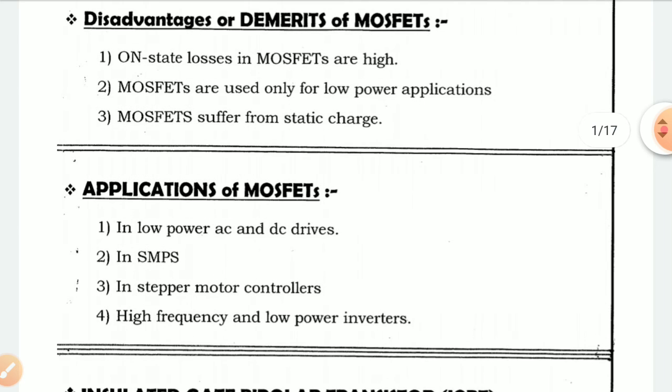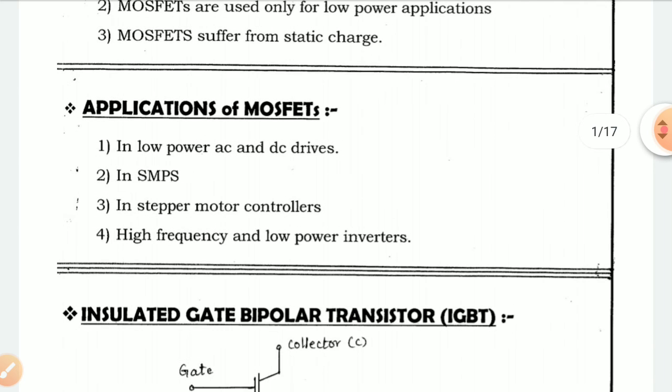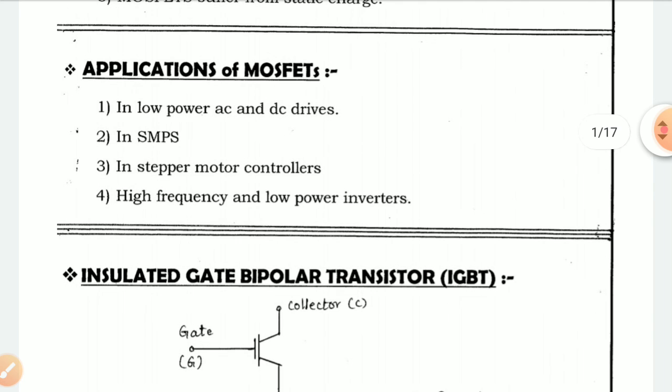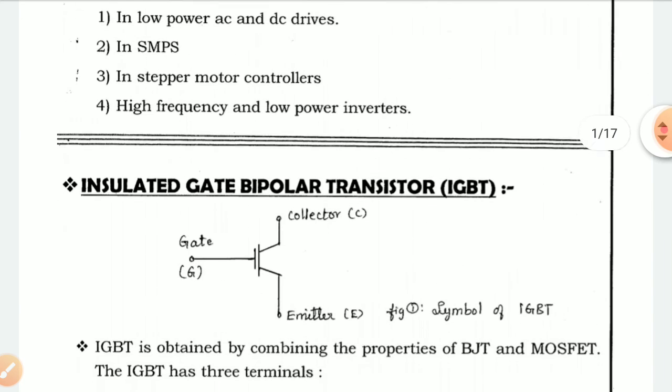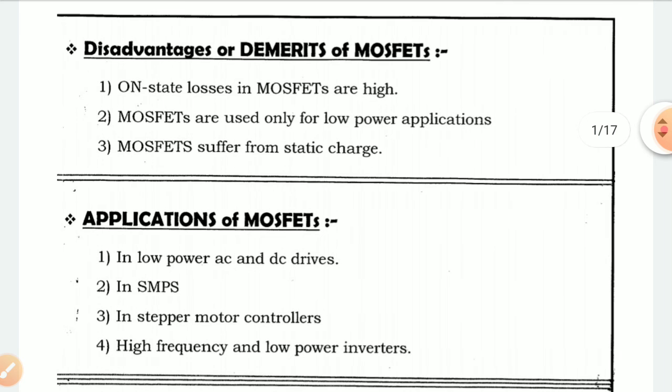Then if you are talking about the applications of MOSFET: in low power AC to AC and AC DC drives, it is used. In SMPS, switched mode power supplies, it is used. In stepper motor controllers, speed control of stepper motor, it is used. It is used in high frequency and low power inverters. These are some applications which I have listed. In addition, the MOSFET has a variety of applications in the field of power electronics, but I listed just the main important ones.